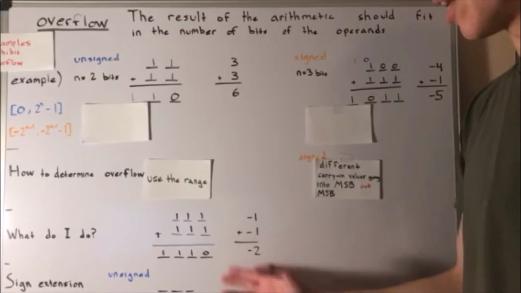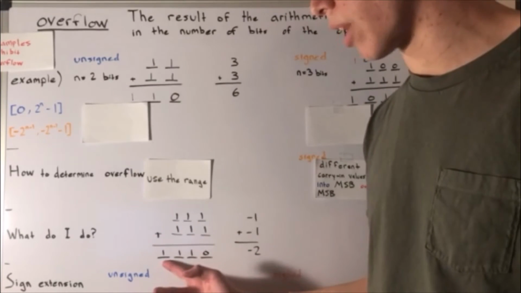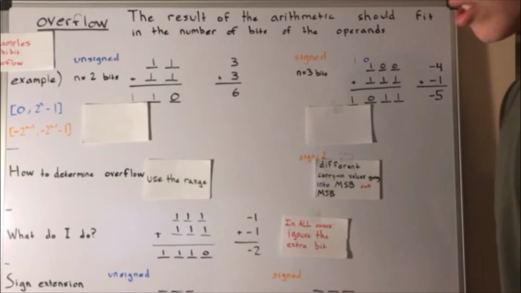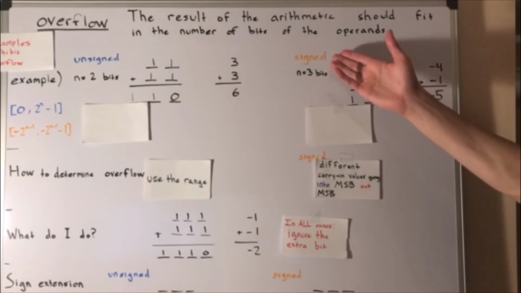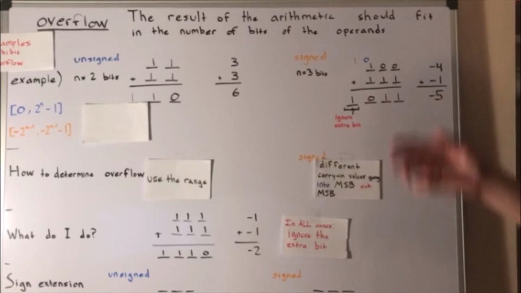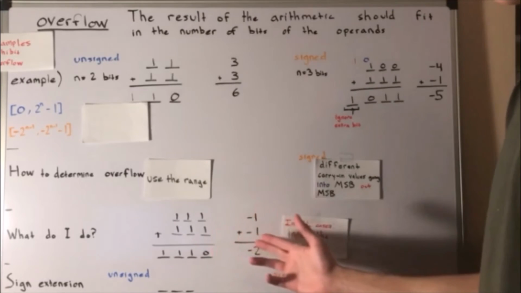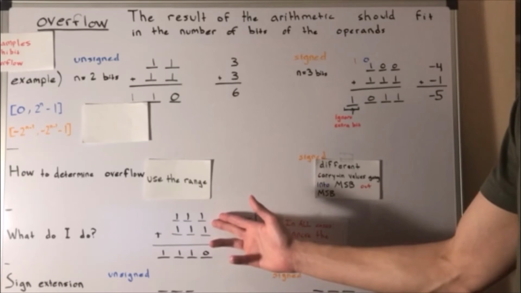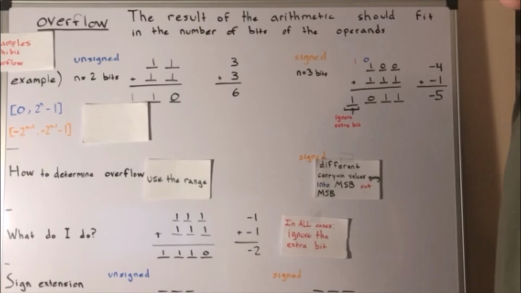If you perform binary arithmetic and you end up with an extra bit, in all cases ignore the extra bit. For example here, in this signed example, you do get an extra bit, and what do you do? Ignore the extra bit. In this example, -1 and -1 add to -2, and that does fit in the range of a 3-bit binary number. And so, ignore that last bit.